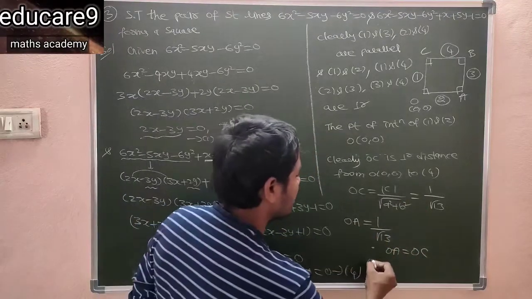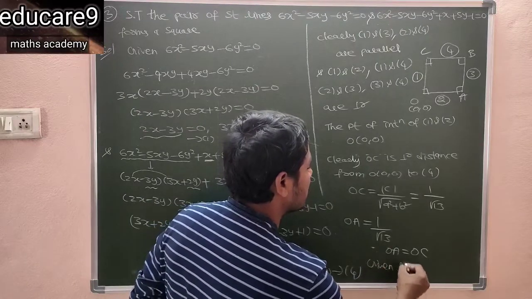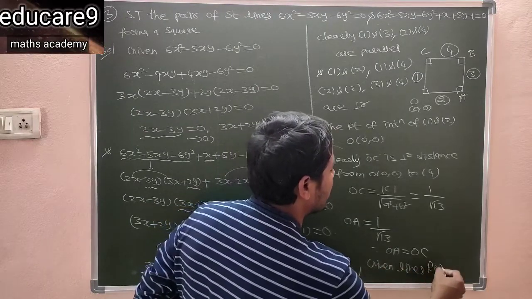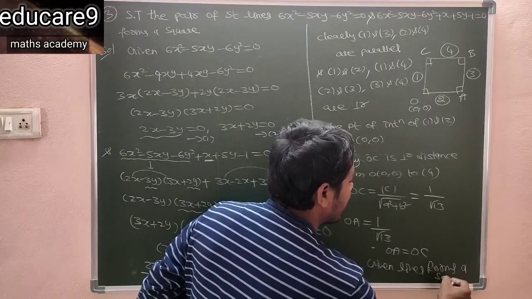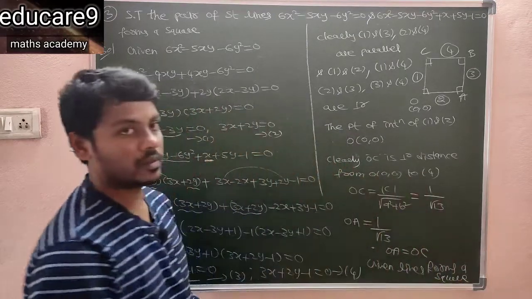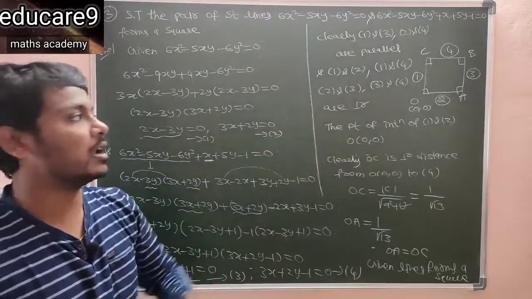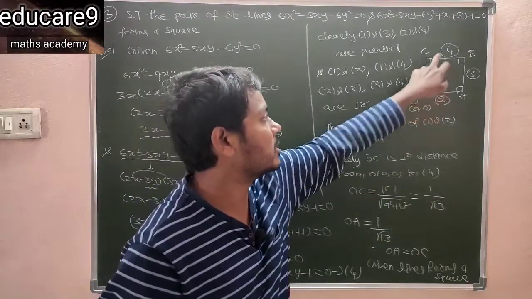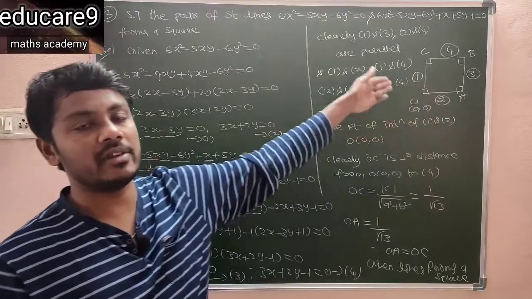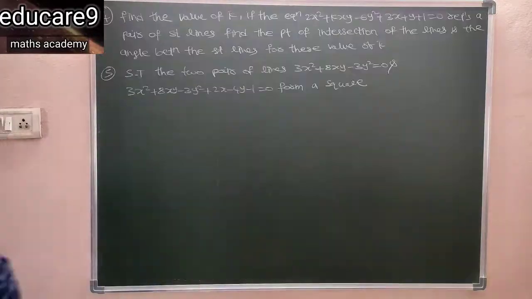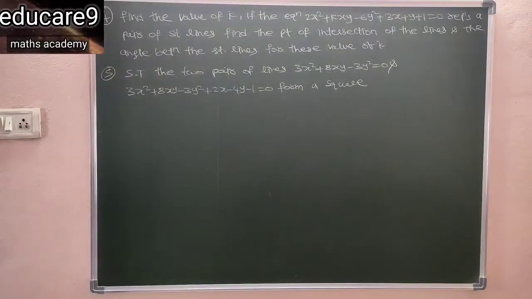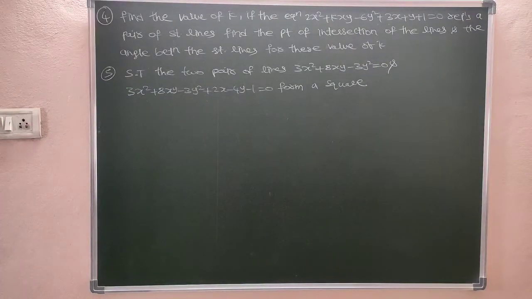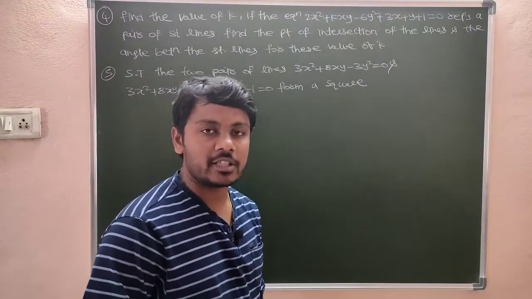So from this, the given lines form a square. Okay. So all sides are equal, and these are perpendicular and these are parallel. So therefore the given lines form a square. So try to solve these questions. For the next session we will discuss more concepts.